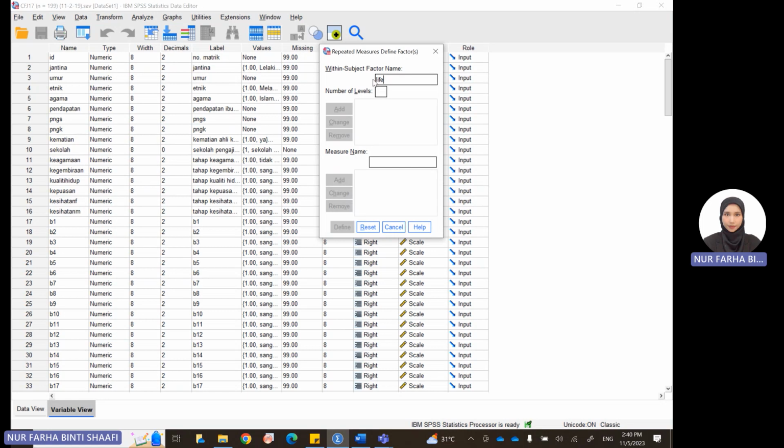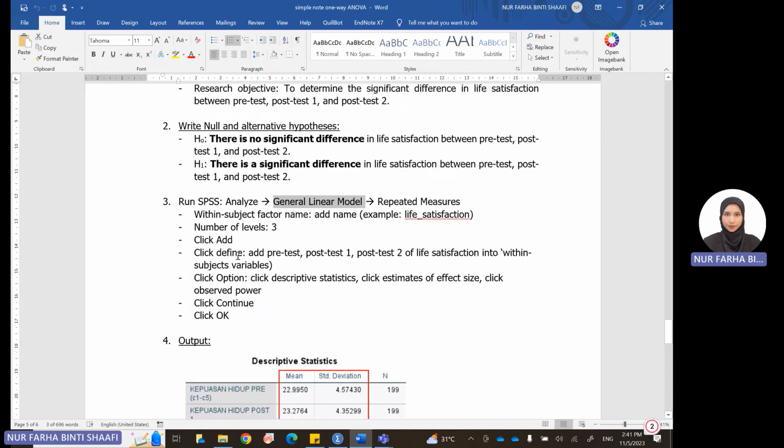But bear in mind, for naming, you cannot have space. So you need to do whatever lah, life satisfaction with no space, like underscore like this. Number of levels: how much you have? Pre, post 1, post 2. So 3, right? So 3, then add. Already here. Then the next step, after you add, you click define.